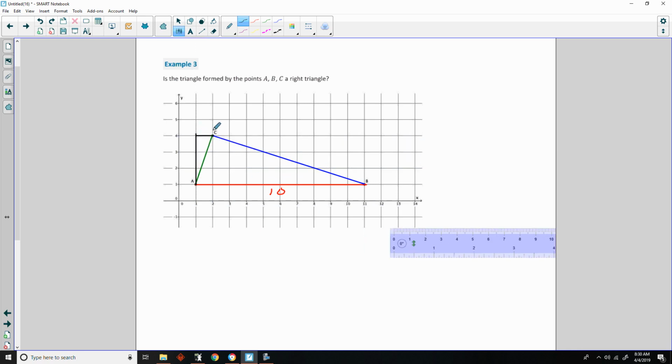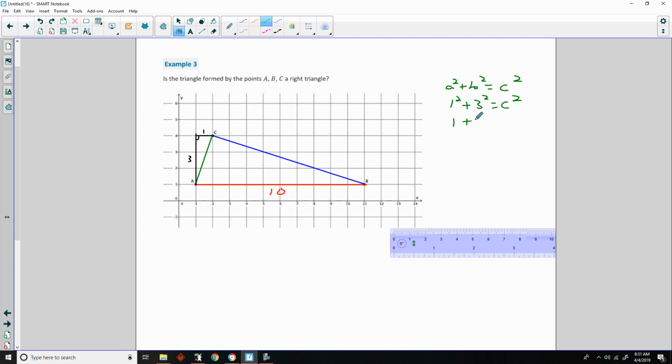Now do you see a right triangle right here? And I know this is a distance of 1, and this is a distance of 3. So I can find the length of the green one. So I'm going to write a squared plus b squared equals c squared. Well, a is 1, b is 3, and c is c squared.